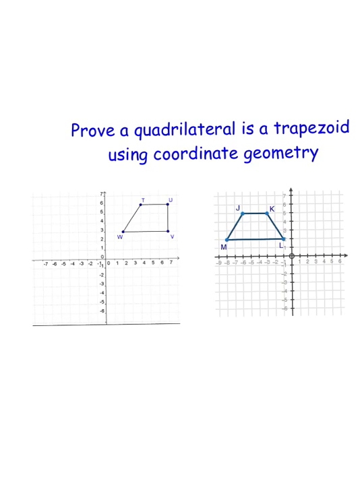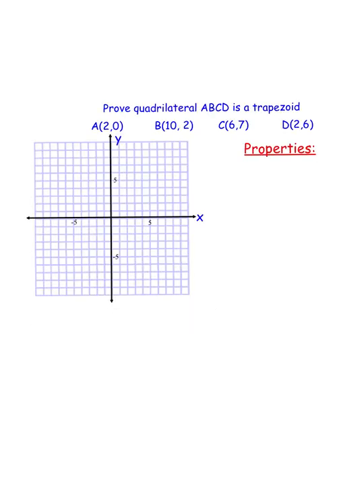So today we're going to talk about how to prove a quadrilateral is either a trapezoid or an isosceles trapezoid using coordinate geometry. So the first one that we're going to discuss is a trapezoid. The first thing we want to go over is the properties of a trapezoid. If you're not sure what they are, how about we graph the picture first?